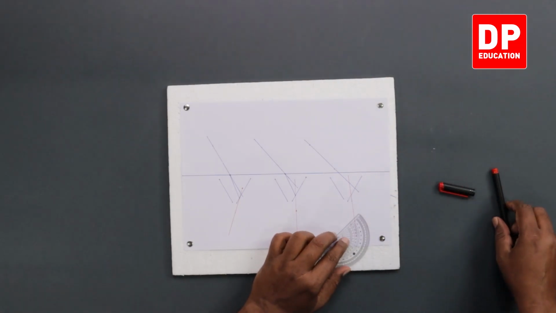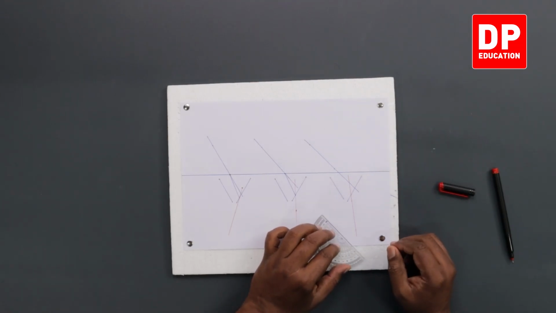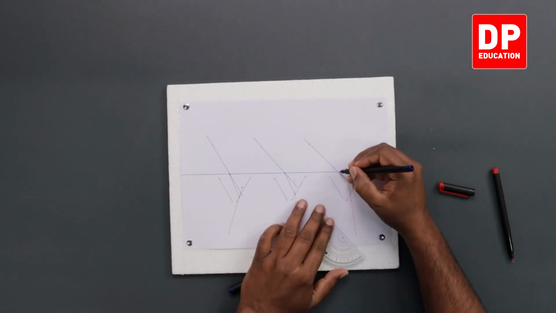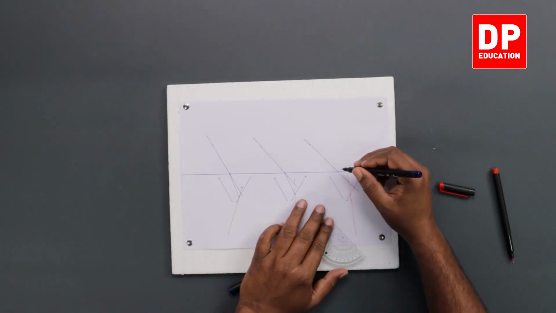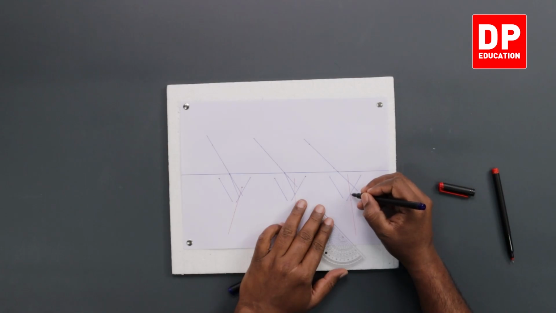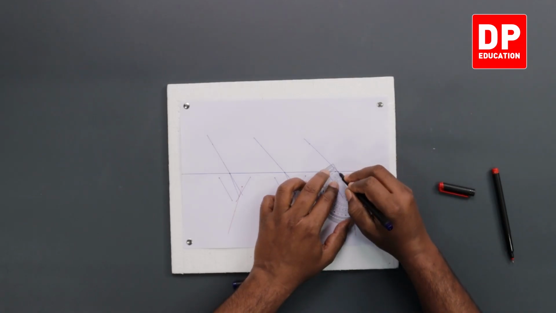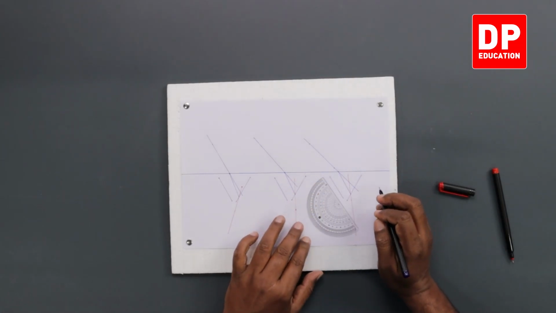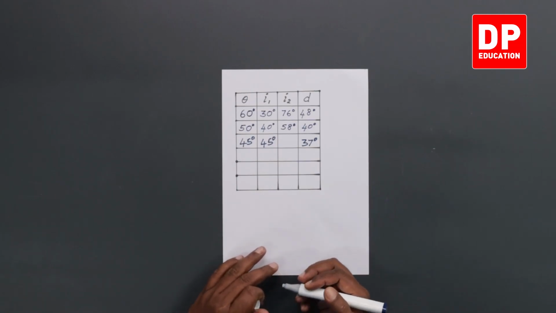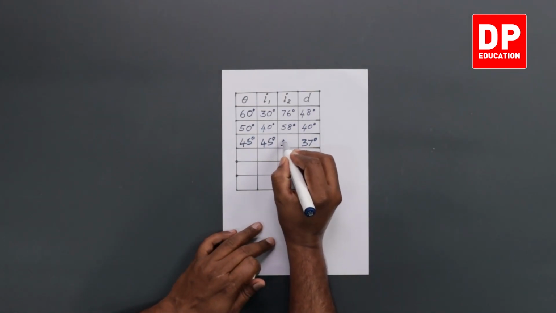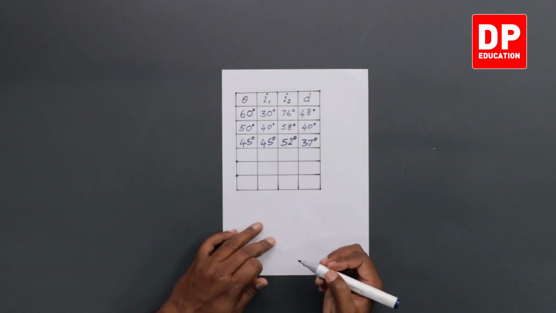You can also mark the refracted ray's path, even though that is not required. See, this is the point where the ray enters the prism. This is the point where it exits from the prism. So if you connect the 2 points, then you can see how the ray has traveled within the prism. Now let us mark this angle of emergence on the table. So I2 we measured now, it is 52 degrees.